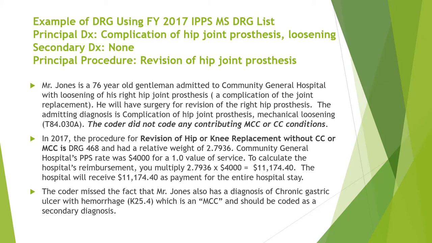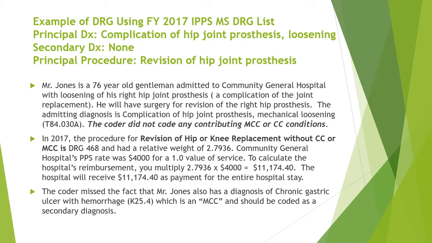Now here's another one, and in this case I'm showing you this because I want you to understand how important it is if a coder misses a secondary diagnosis. Mr. Jones is a 76-year-old gentleman admitted to Community General with loosening of his right hip joint prosthesis. This is a complication of a joint replacement. He will have surgery for revision of the right hip prosthesis. The admitting diagnosis is complication of hip joint prosthesis, mechanical loosening.